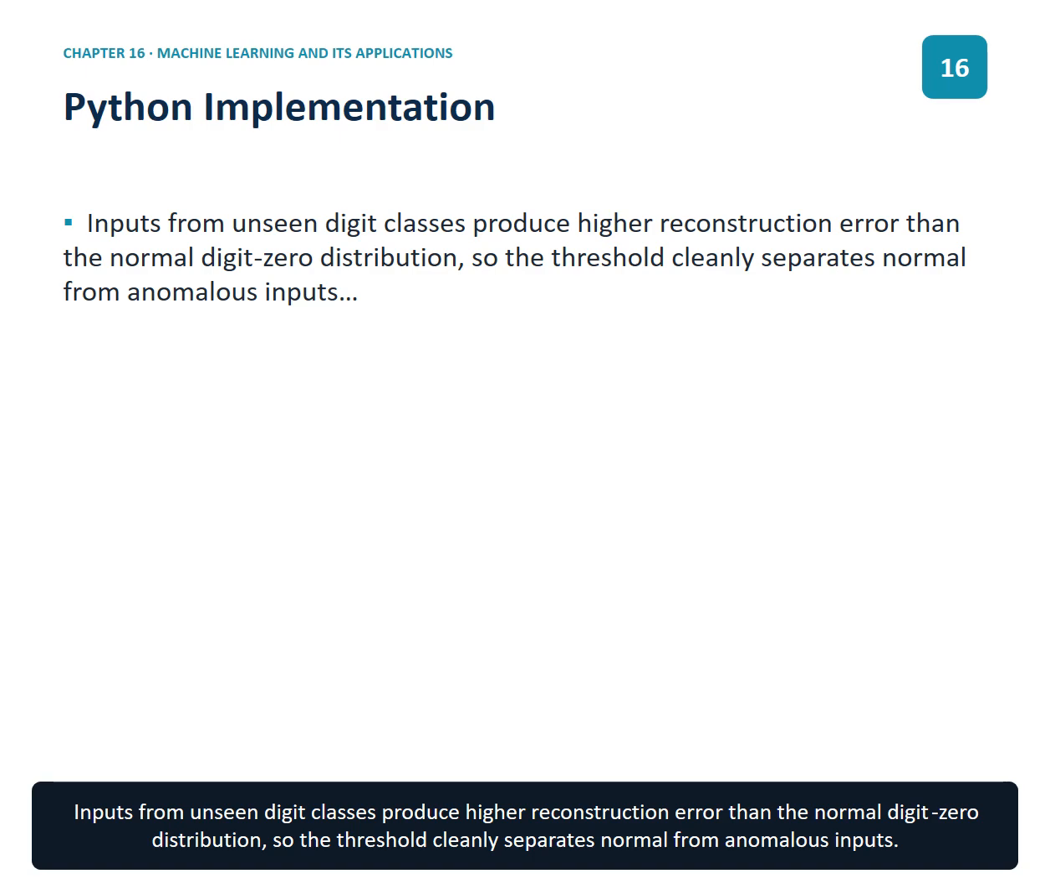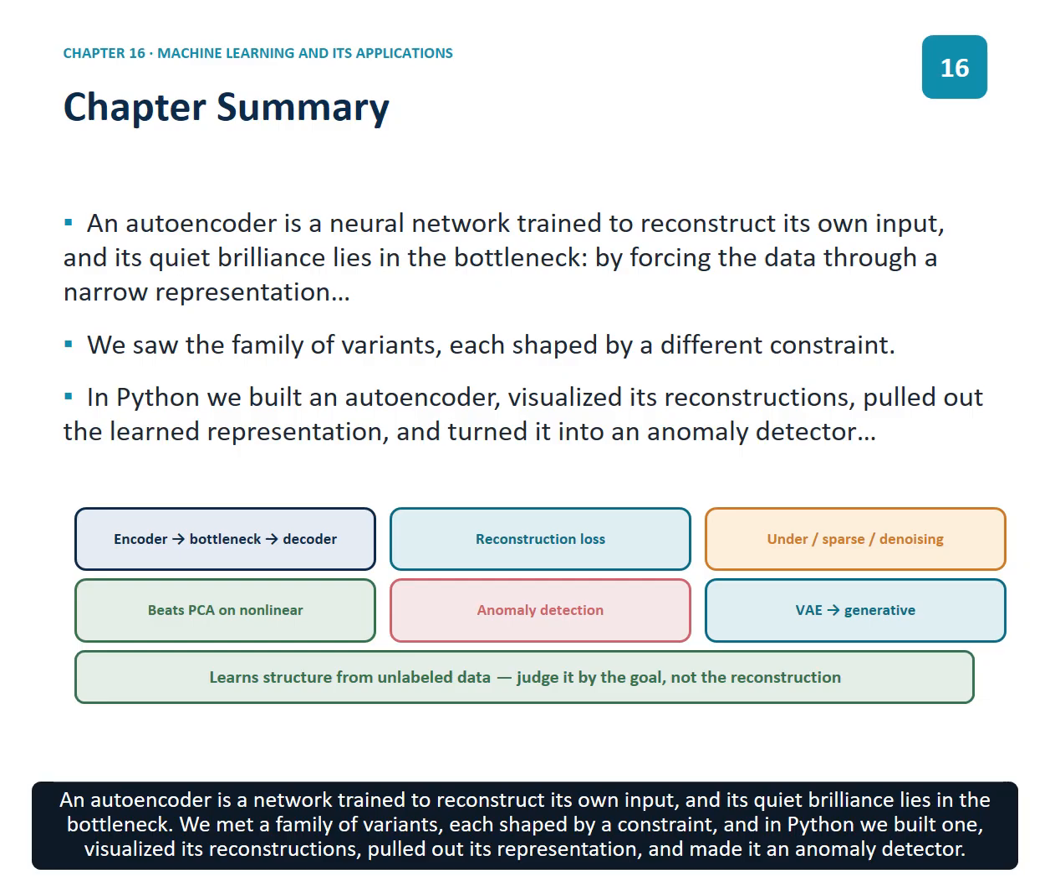normal from anomalous inputs. An autoencoder is a network trained to reconstruct its own input, and its quiet brilliance lies in the bottleneck. We met a family of variants, each shaped by a constraint, and in Python we built one, visualized its reconstructions, pulled out its representation, and made it an anomaly detector.